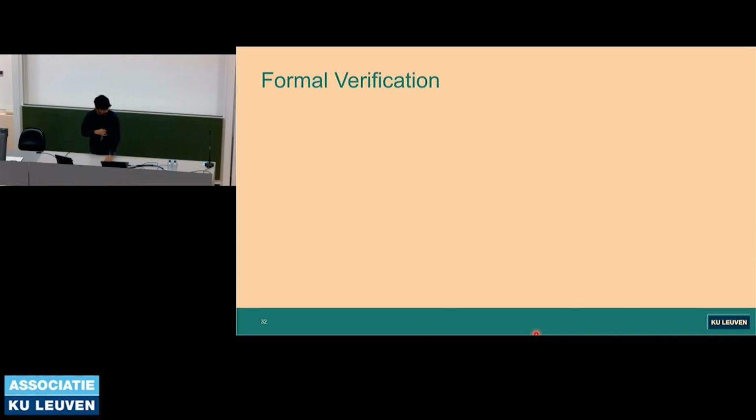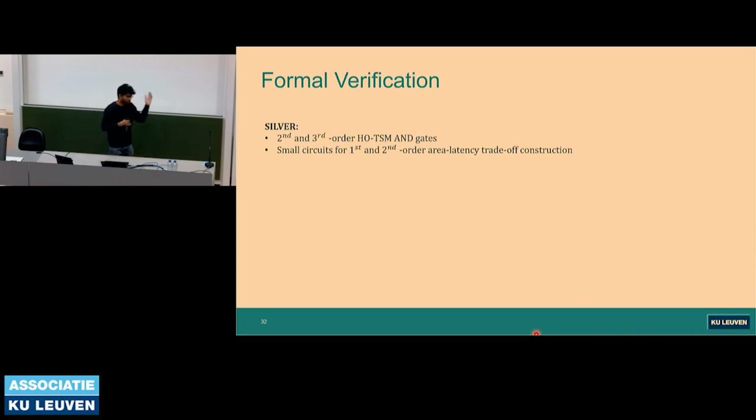So now for formal verification, as I said before, SILVER checks for almost all notions: probing, NI, SNI, and PINI. But it really cannot handle anything larger than very small circuits, like an AND gate or something. Especially if you are going to implement something in second or third order, it's not going to start unless you have something that's really small. So the first thing we did was to implement some AND gates, HO-TSM AND gates for second and third order. And then we tested it. It passed all tests like PINI, SNI, NI, both in standard and robust probing models.